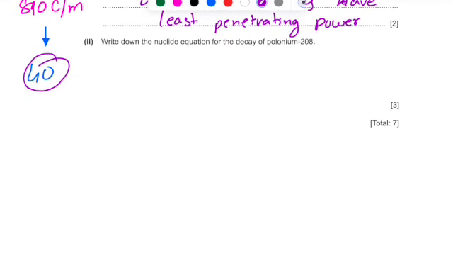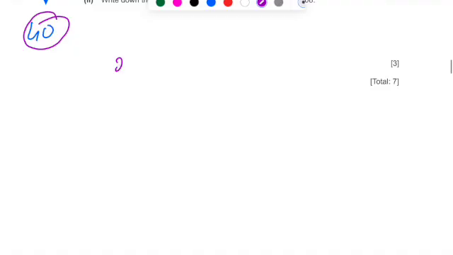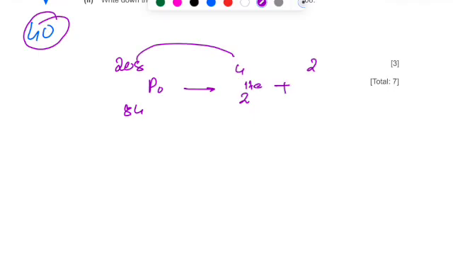Write down the nuclear equation for the decay of the polonium. So polonium 208 with atomic number 84. We know that 2He4 is coming out. So balance it out. 208 minus 4 is nothing but 204. 84 minus 2 is 82. So it has to be lead. That's going to be the answer.